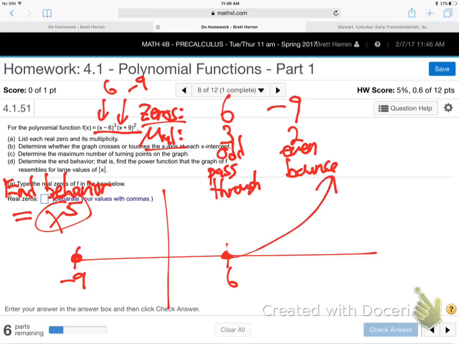Good to there? What's it going to do at the 6? It's going to pass through. What's it going to do at the negative 9? It's going to bounce, huh? So it's going to pass through here, bounce there. Like that.